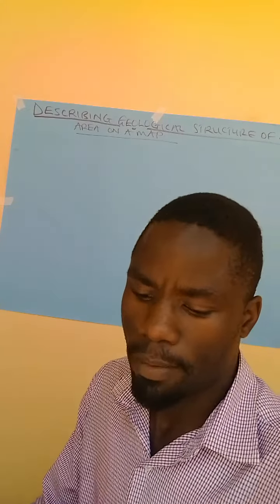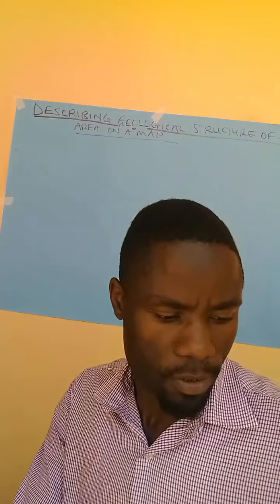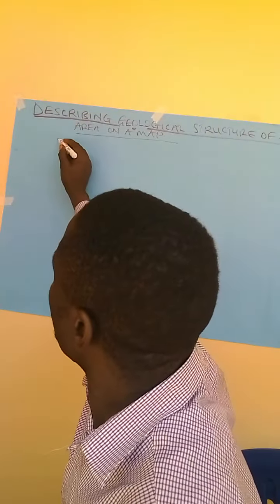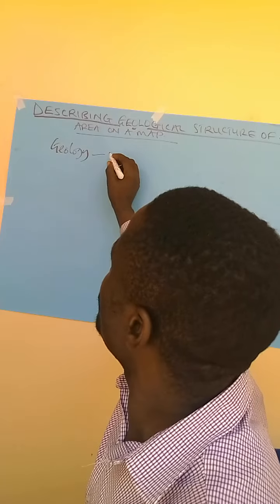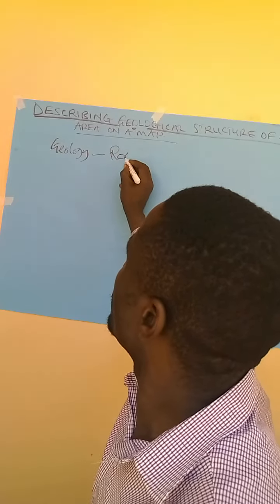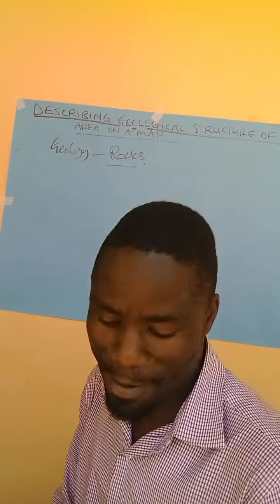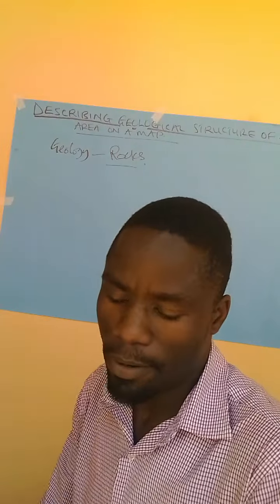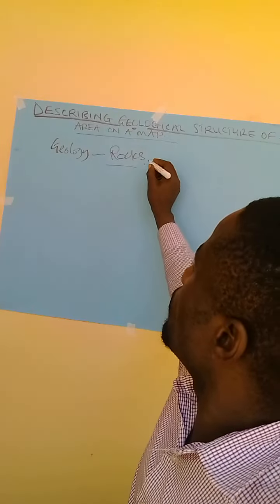So today we are going to describe the geological structure of an area. How can we describe it? First of all, geological or geology, this word refers to rocks. So we are going to discuss today how we can describe the rocks of a given area on a map. How do we know which rocks are on a given map? We are going to start by looking at the definition of rocks.